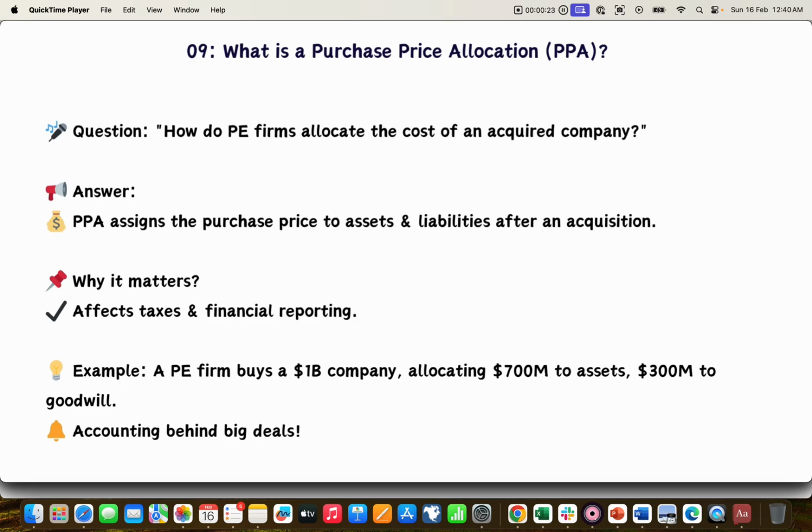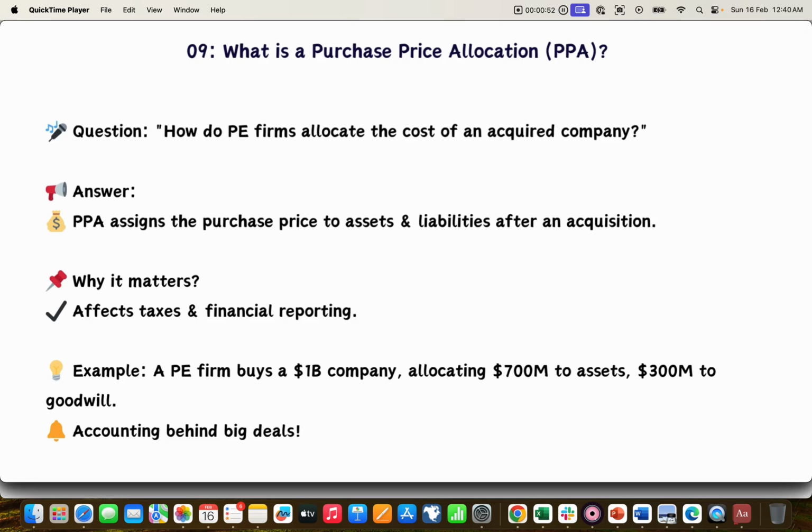Purchase price allocation. When a company is acquired, where does the money actually go? And that's where the purchase price allocation comes in. Think of it like buying a business. What part of the price is for the assets, what for the goodwill, and what for the liabilities and expenses and creditors? So all the allocation will be designed into the purchase price allocation part.